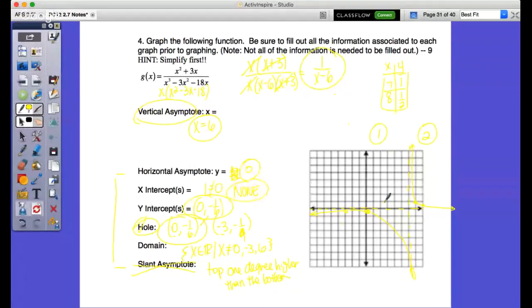That's what we're looking for when we are graphing rational expressions.